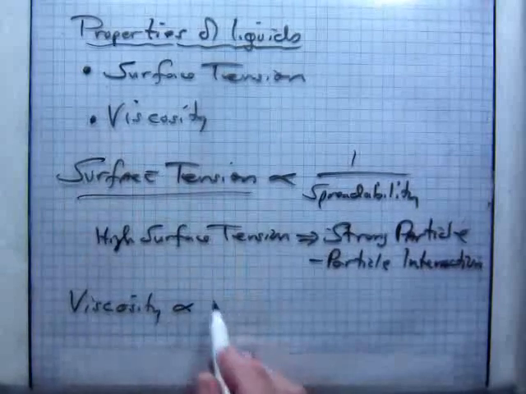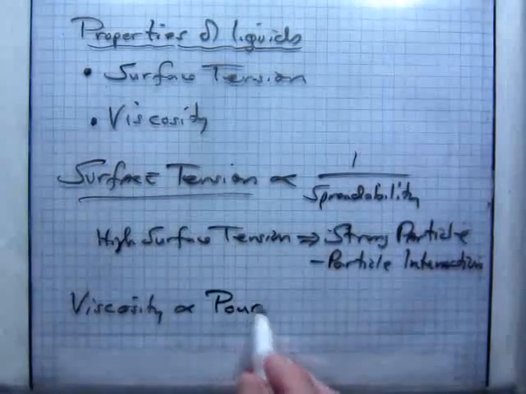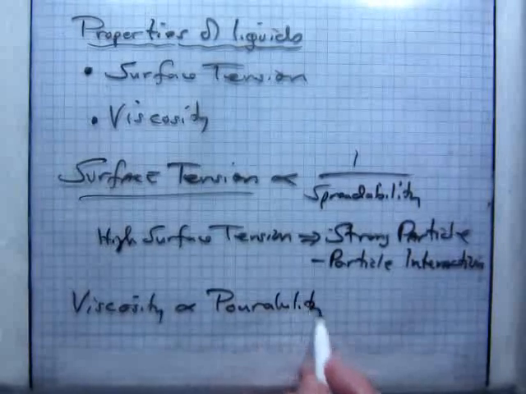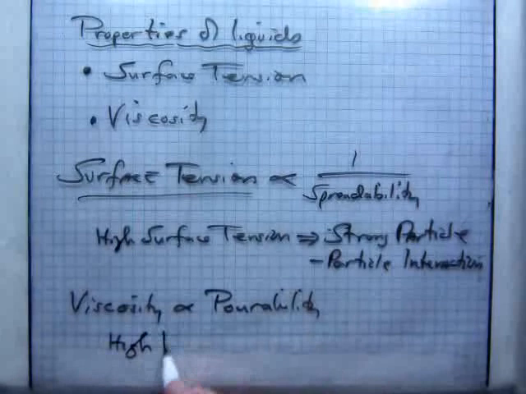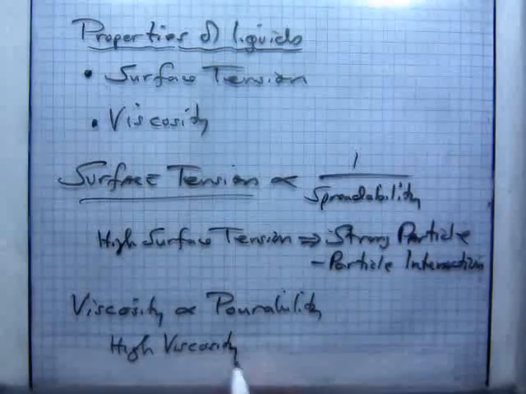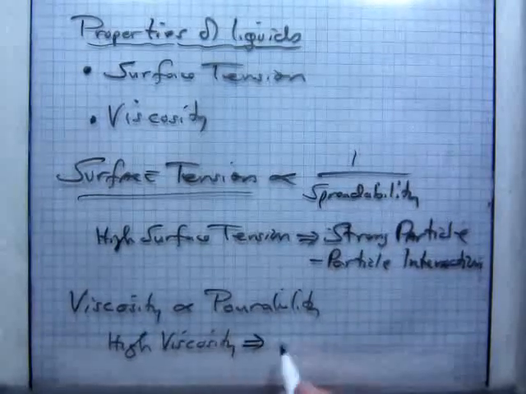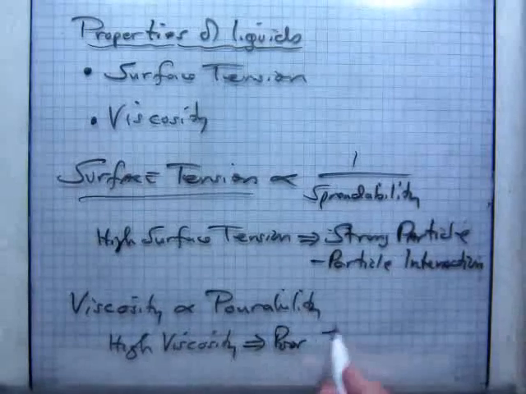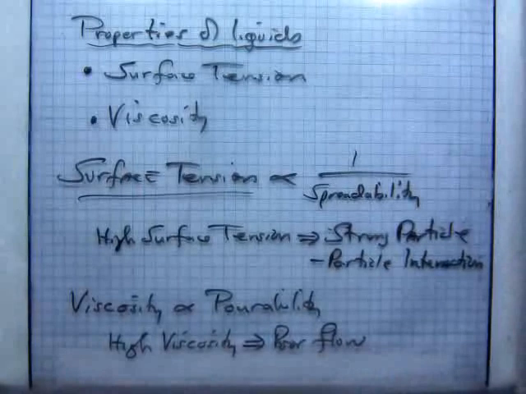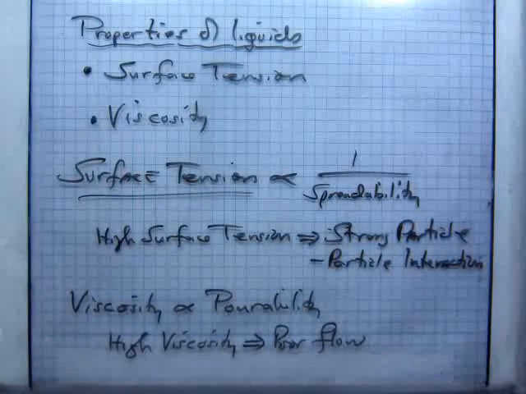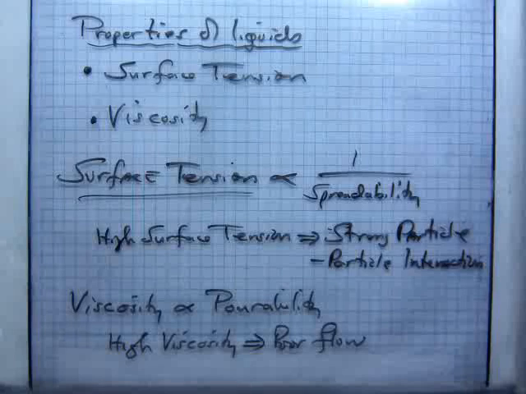The other term, viscosity, is pourability. Might reference high viscosity as poor flow. In other words, it's like thick hand soap or thick dishwashing soap. Something that has a high viscosity has a thick nature. Syrup. Water has a low viscosity. As a matter of fact, water is the standard.